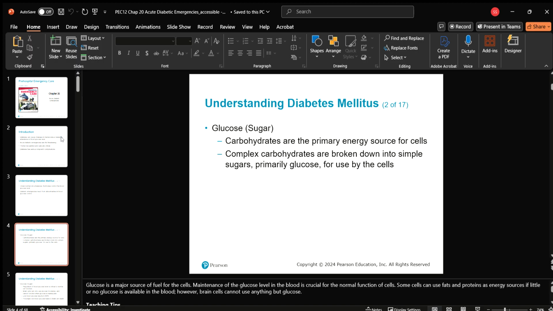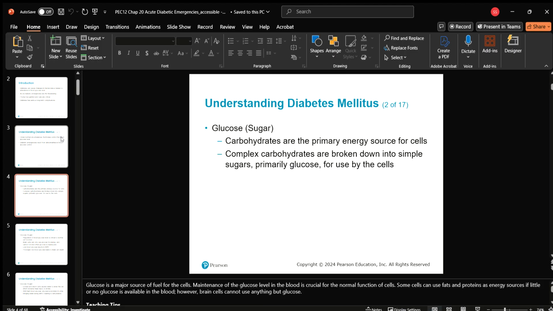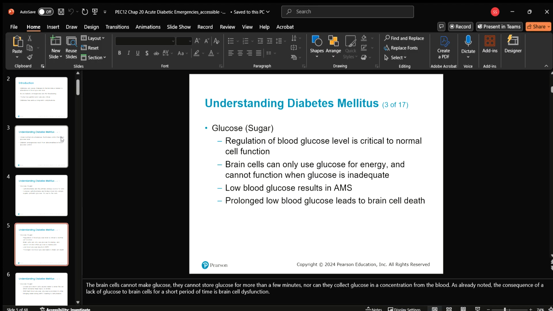We got that. So I'm not going to go too deep into how everything gets broken down here, because it's not that big a deal for you necessarily. We just need to know how we go about recognizing it and treating it. But here's an important thing: the brain cells can only use glucose for energy. They cannot function when the glucose is inadequate. So our patients that are hypoglycemic usually result in that altered mental status.